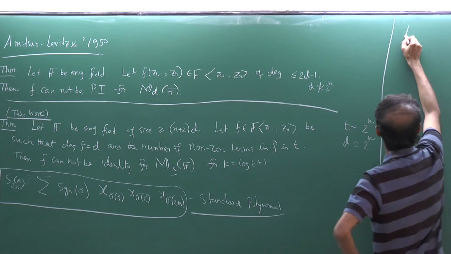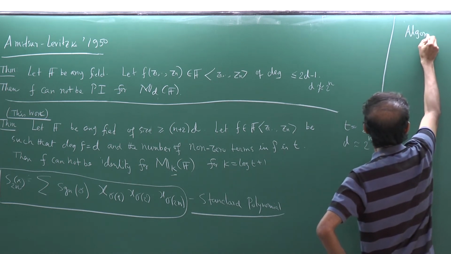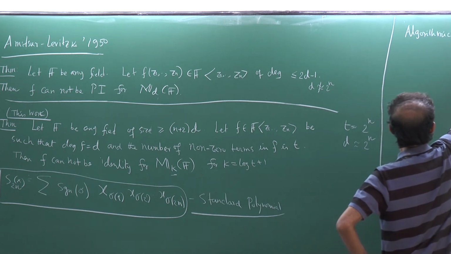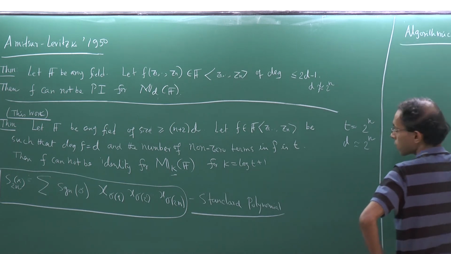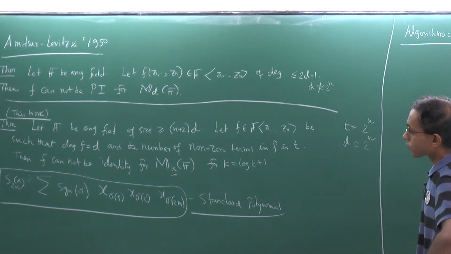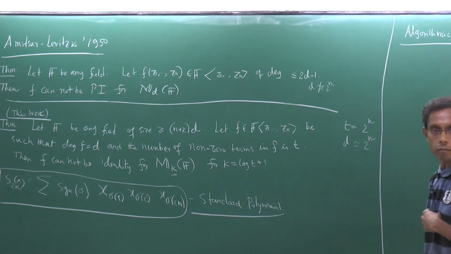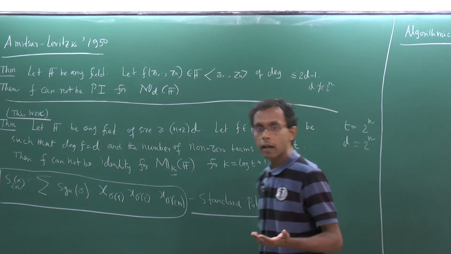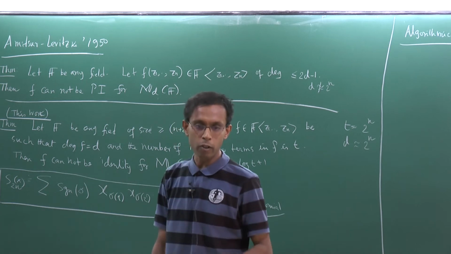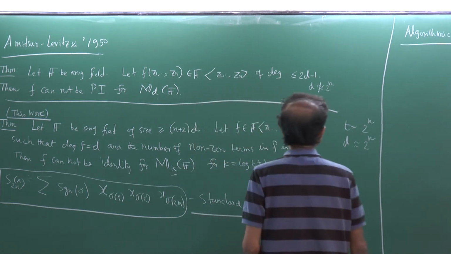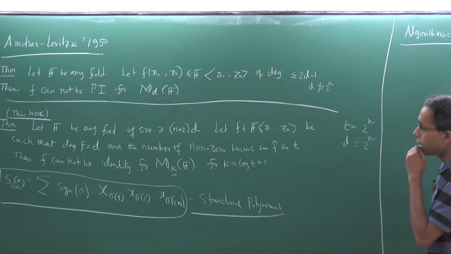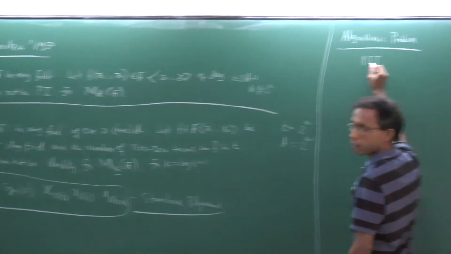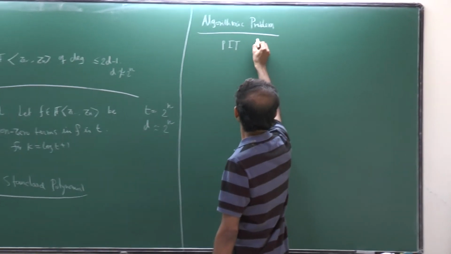So let's see an algorithmic motivation. We have seen what a PIT problem is in many talks so far. In the PIT problem, you are given an arithmetic circuit and you want to test whether the circuit computes a polynomial identically 0 or not. The same question you can ask in the non-commutative domain also. In fact, the next talk will also be on this subject.